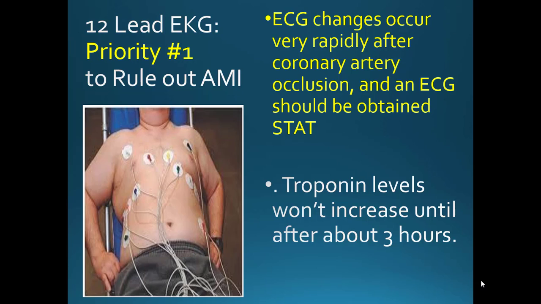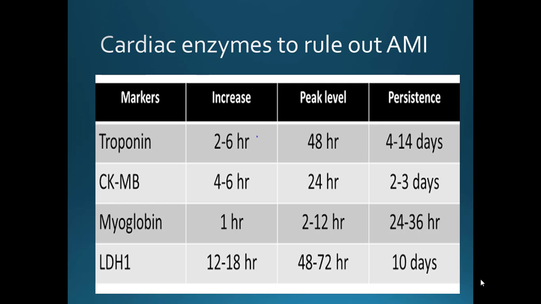ECG changes occur very rapidly after an acute coronary artery occlusion, and a 12-lead EKG should be obtained as soon as possible. Troponin levels won't rise until after about 3 hours, and the myoglobin elevates in about 1 hour. All of these lab values are affected with an acute MI, but the troponin is the most sensitive. If the initial cardiac enzymes are measured too quickly after symptom onset, they may return as negative. The blood test should be redrawn to be within 8 to 12 hours after symptom onset to see the true rise and peaks.